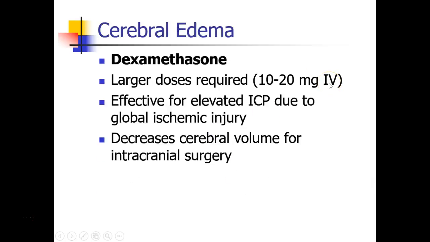Dexamethasone in particular is often used in the treatment of cerebral edema, usually at larger doses, like 10 to 20 milligrams IV, and it's effective for treatment of elevated intracranial pressure in cases of global ischemic injury or head trauma. We use dexamethasone a lot in the operating room during brain surgery because it decreases the cerebral volume, which allows the surgeons to get better exposure and retraction of the brain.